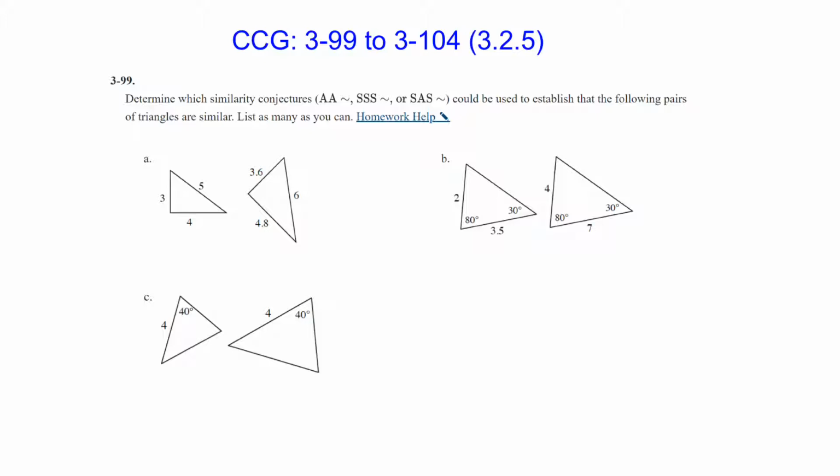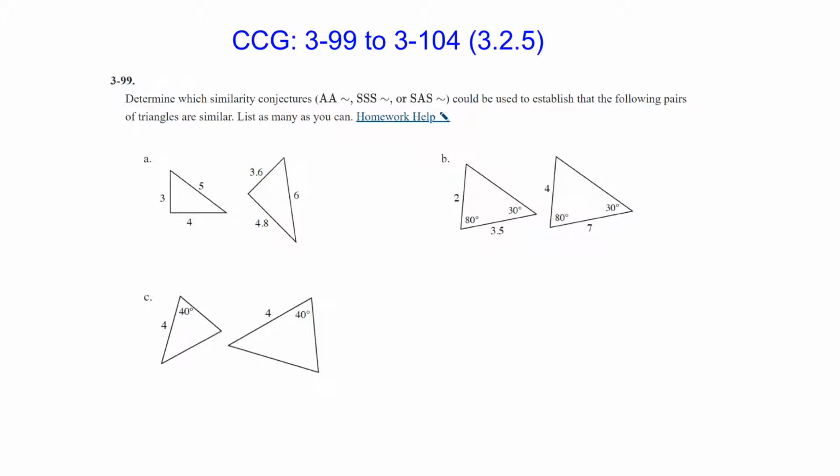Question 99. Determine which similarity conjectures could be used to establish that the following pairs of triangles are similar. List as many as you can. Alright, so on part A, it looks like we have all the side lengths, so it appears that side similarity would be our first choice here.